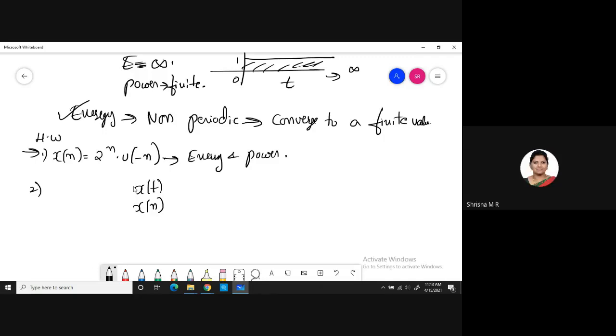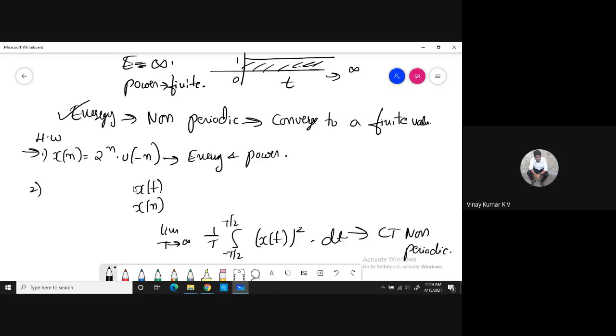That is the power for non-periodic signals: limit T tends to infinity, 1 by T, integral from minus T by 2 to T by 2 of x of t the whole square dt. This is for continuous time non-periodic. Ma'am, when should we use this one? Only when you have the unit step, u of t. This is applicable only to unit steps. Exceptional cases, unit step.